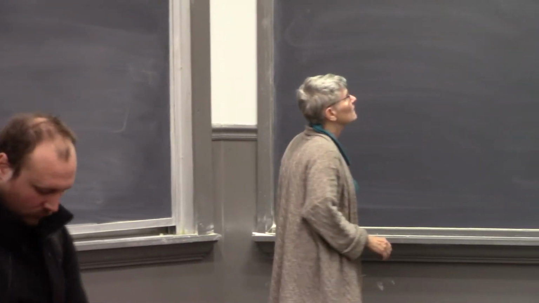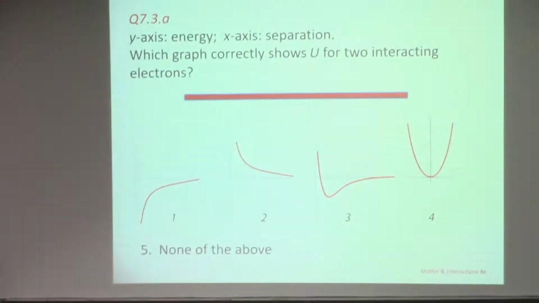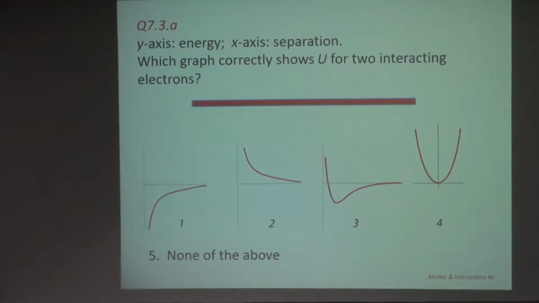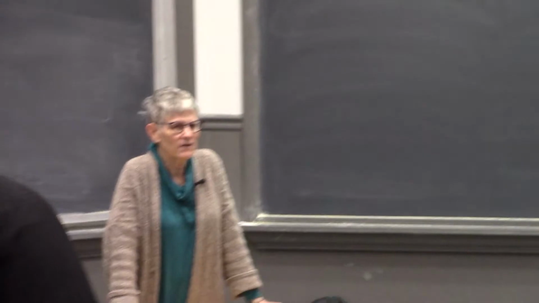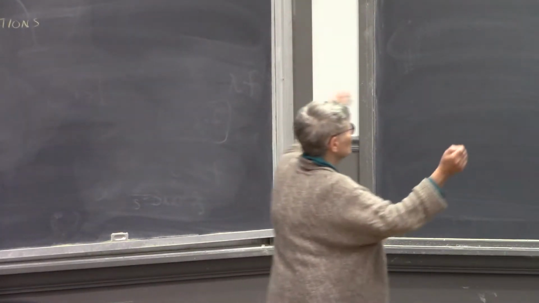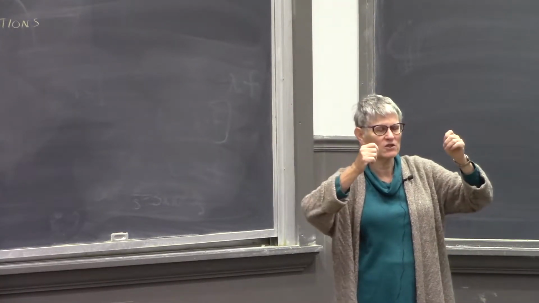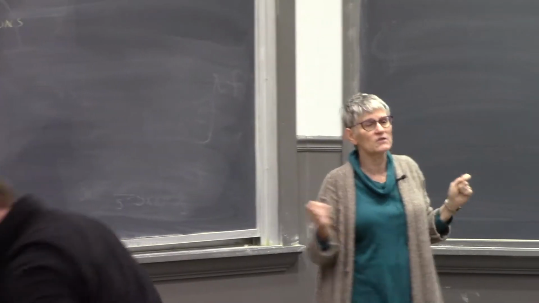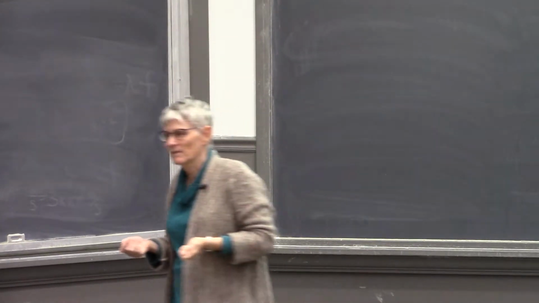And 4 is not the right answer. What is 4? What is that potential energy graph? Yeah, that's the spring potential energy, isn't it? It's the energy stored in a spring when it's compressed or stretched, where the x-axis is really the stretch of the spring.